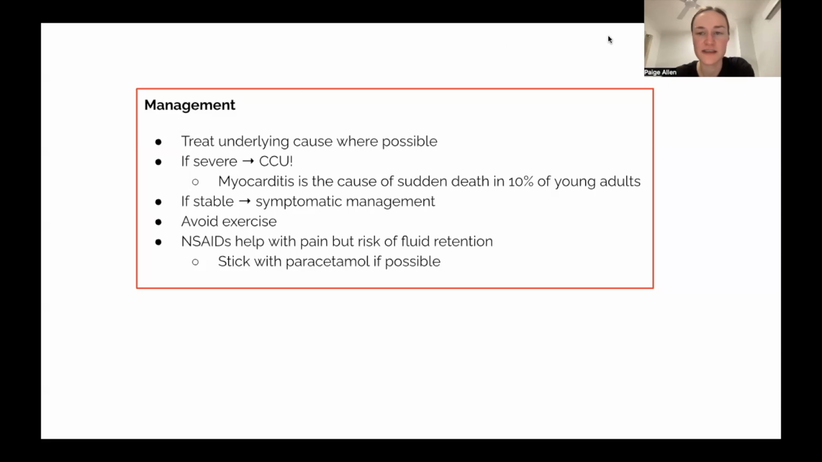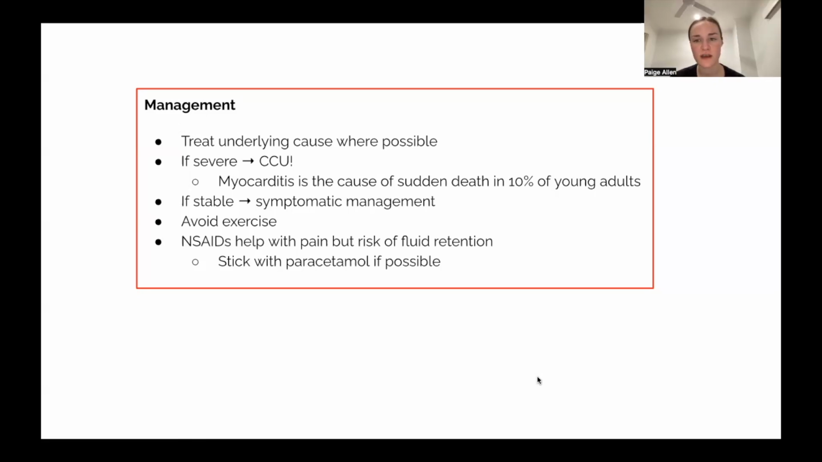In terms of management, it's important to diagnose this and to monitor it early because myocarditis is the cause of death in 10% of young adults. Sudden death, right? So you can get really severe myocarditis that just essentially causes you to go into an arrest. Where you can, you want to treat the underlying cause. Obviously, it's tricky if it's viral because you just have to kind of monitor it.